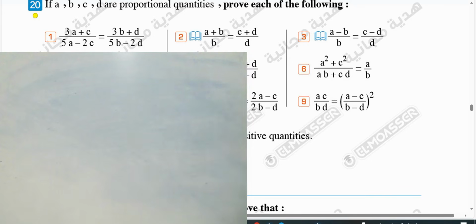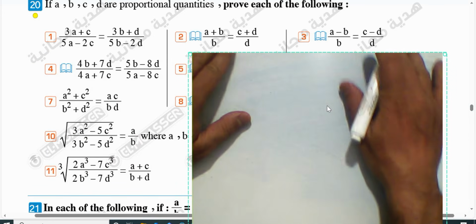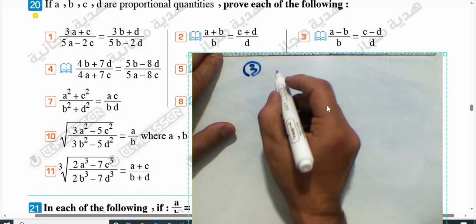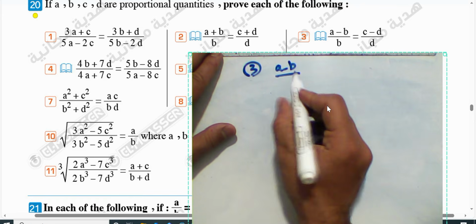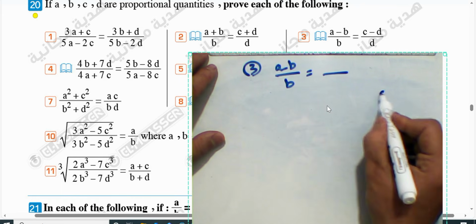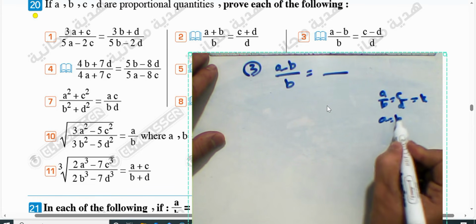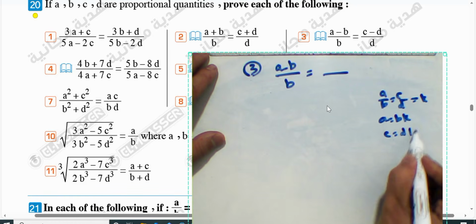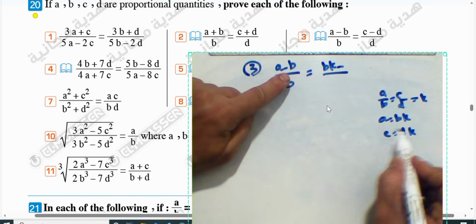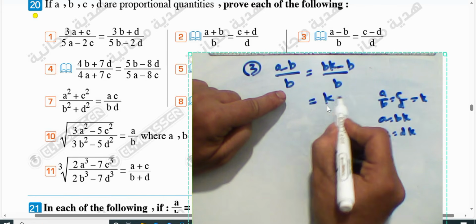Next question, number 3. (A minus B) over B equals. We know A over B equals C over D equals a constant. Then the value of A equals BK and C equals DK. The value of A equals BK, subtract B over B, divided by B, the result will be K minus 1.